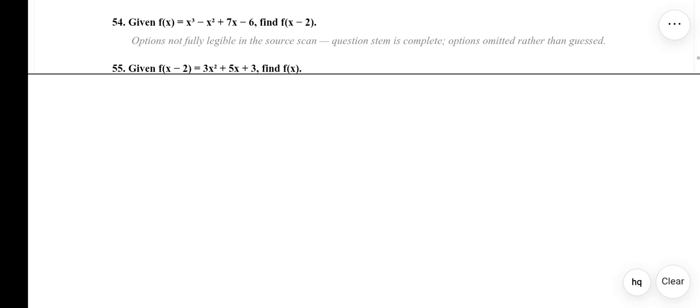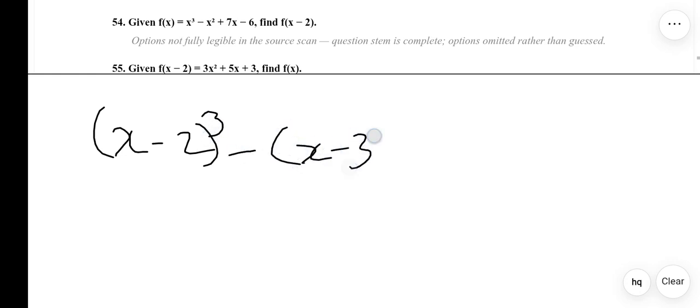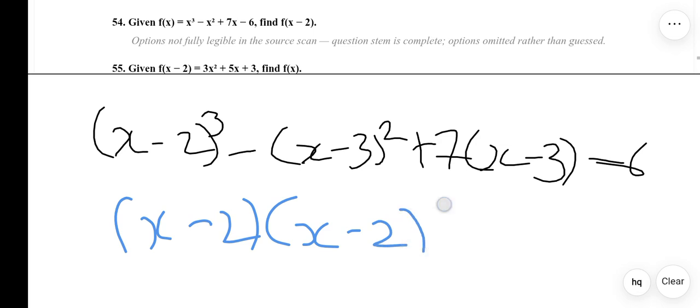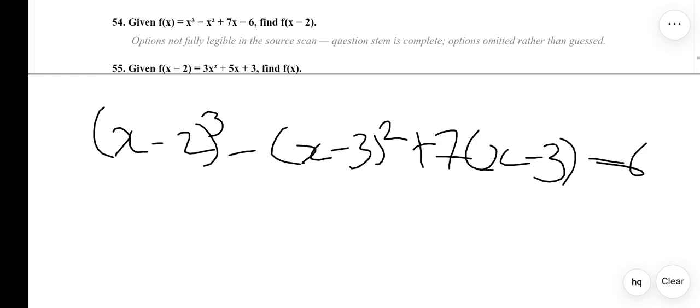f of s minus 2. So when your input is x, this is your output. So whenever you see x now, you just replace it with s minus 2. So that will be (s minus 2) cubed instead of s cubed, plus, okay, minus this s squared will change to (s minus 2) squared, plus 7(s minus 2), minus 6. So this (s minus 2) squared, if you want to do it, this is how we do it: (s minus 2) times (s minus 2) times (s minus 2). But that will be stressful. I can just simply use the binomial theorem. Since I know the binomial expansion, let me just write it directly.